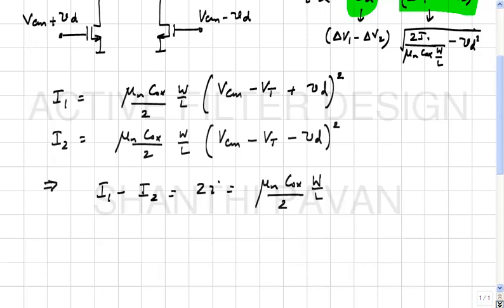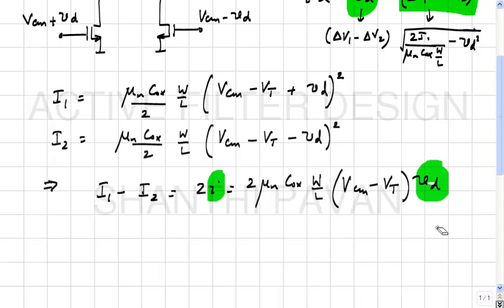which is the so called 2I, is nothing but, what is it? VCM minus VT, okay, times 2, so this goes away, times VCM, sorry, VT. Does this make sense? All right. So as you can see, the current is directly proportional to Vd, which makes it in principle a perfectly linear voltage to current conversion.